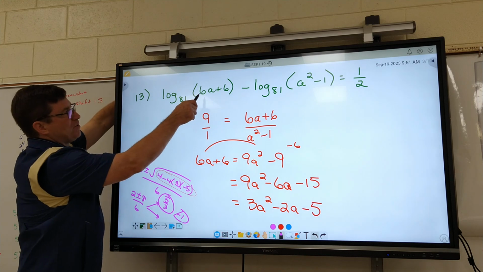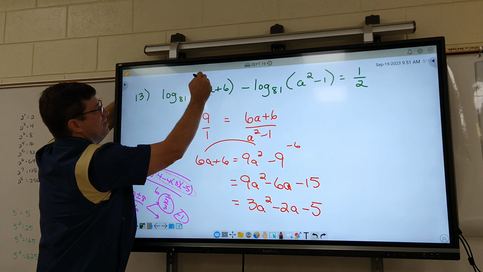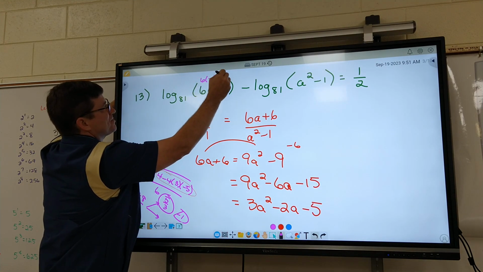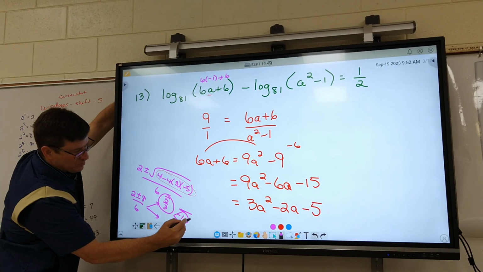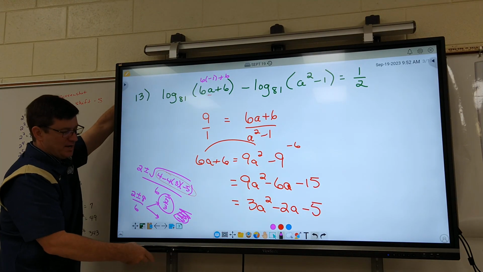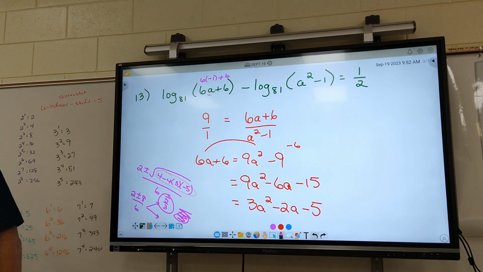Let's check right here. If I plug negative 1 in right here, 6 times negative 1 plus 6 is going to be 0. Can't have a 0, so mark out the negative 1. The only answer that works is 5/3. All right, so we finished that sheet from yesterday.